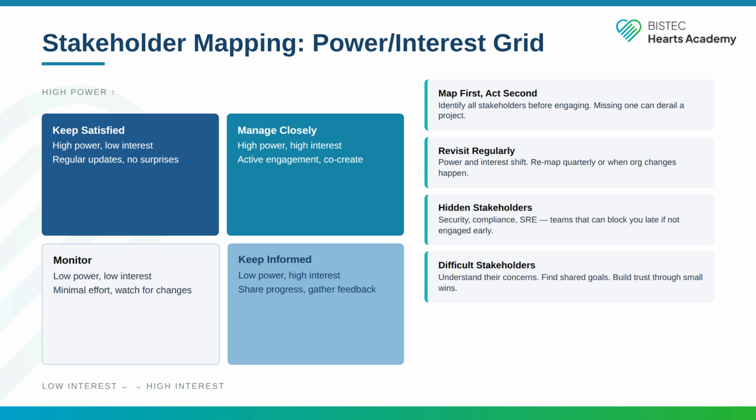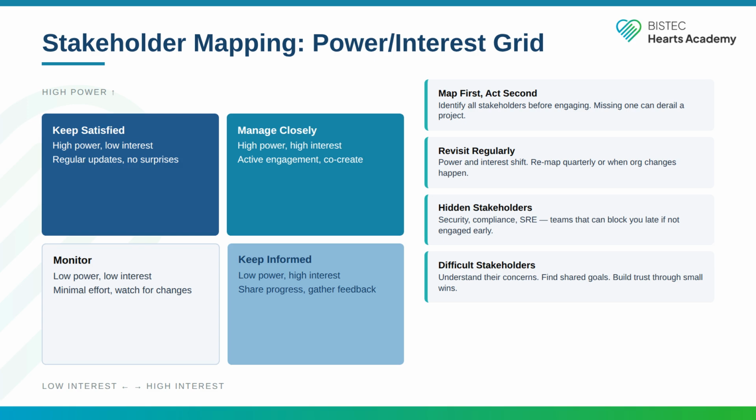Low power, high interest. Keep these stakeholders informed. They care about your work but can't directly affect it. Share progress and gather their feedback. Team members from adjacent teams or individual contributors who are affected by your decisions fall here. Low power, low interest. Monitor these stakeholders with minimal effort, but watch for changes. Someone in this quadrant today could move to high power tomorrow after a reorganization.